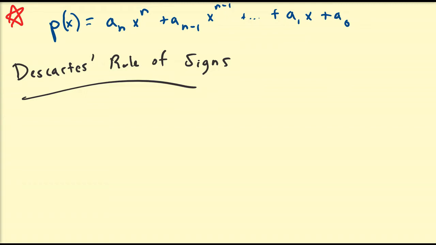Hello there. In this video, we're going to continue our discussion on the roots of polynomial functions. We're going to be primarily focusing on a very special formula known as Descartes' rule of signs, which can tell you how many positive or negative real zeros this polynomial may have just by looking at the coefficients of the polynomial.